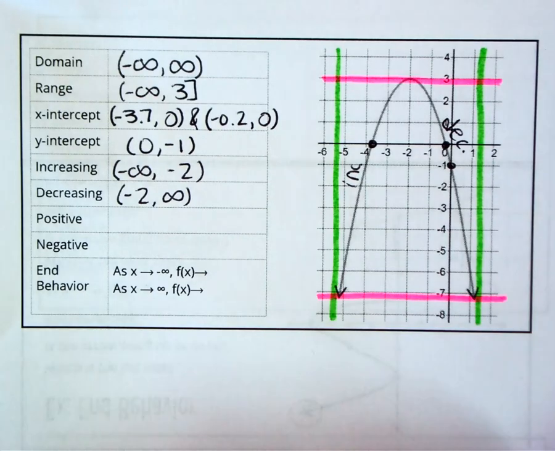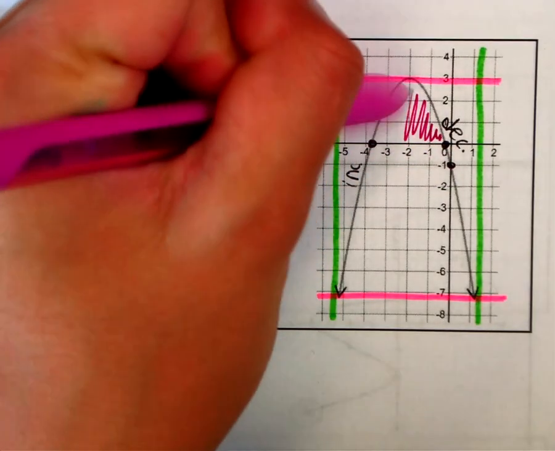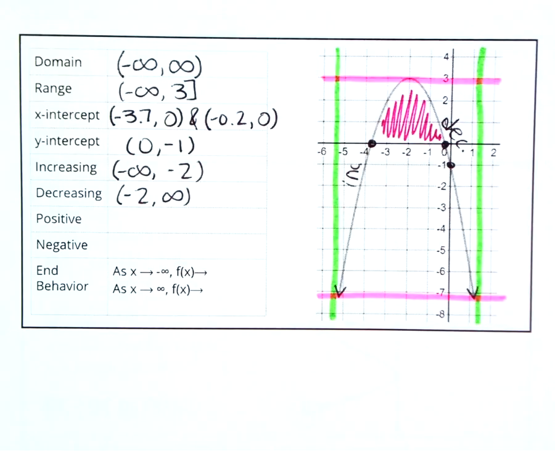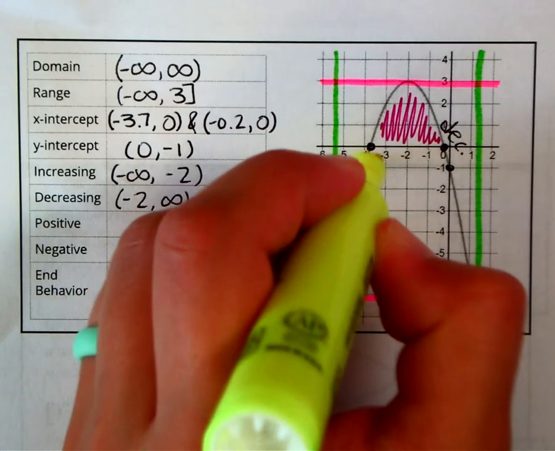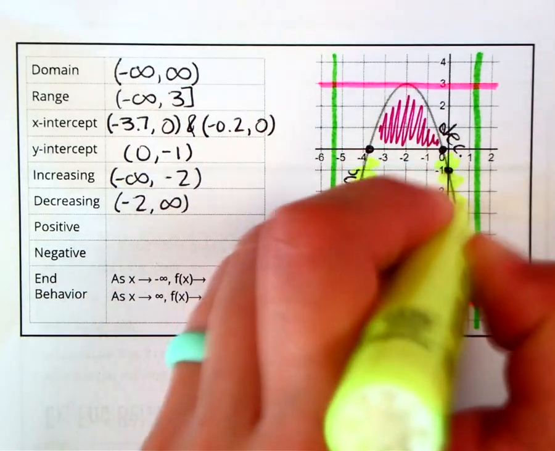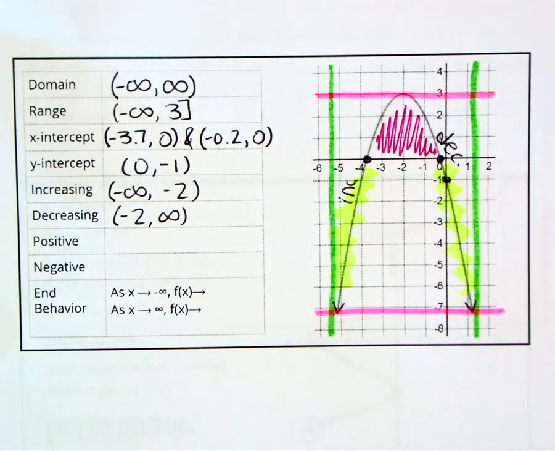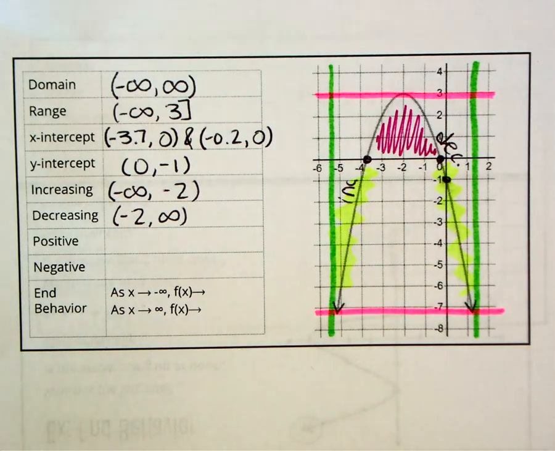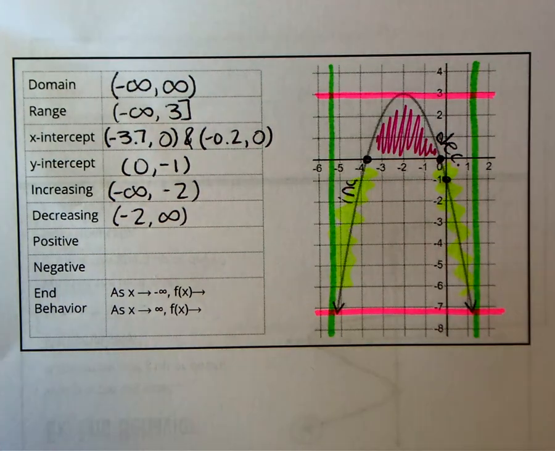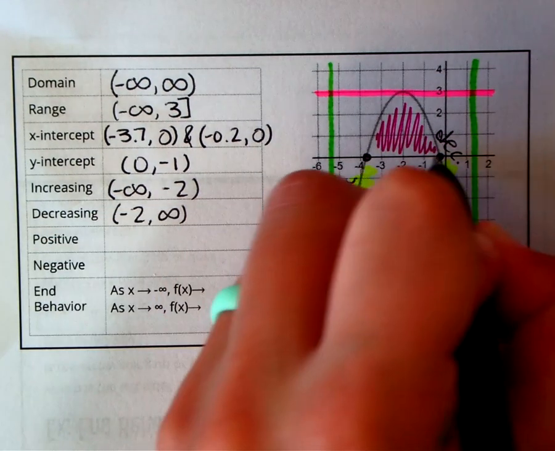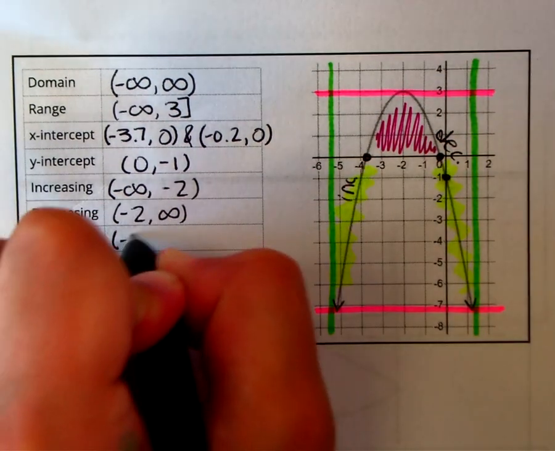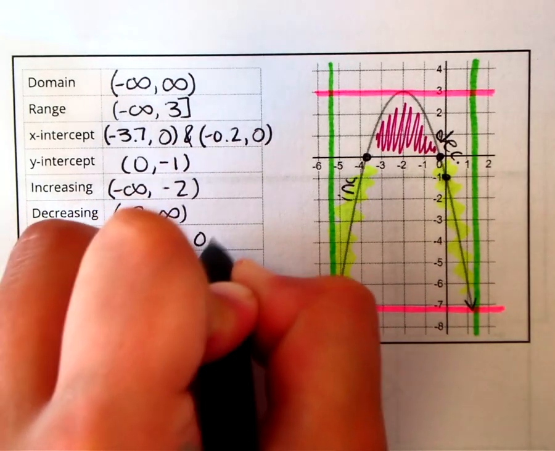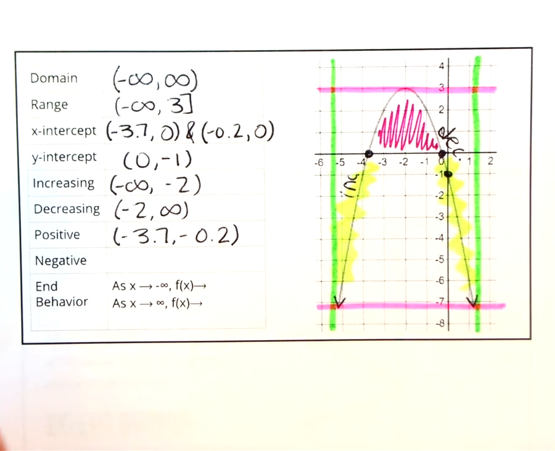I am positive above the x-axis, and I am negative below. So we've got two pieces for negative. This is where our x-intercepts will be helpful. And so we're positive between those x-intercepts. So we're positive between -3.7 and -0.2. And we're negative the rest of the time.